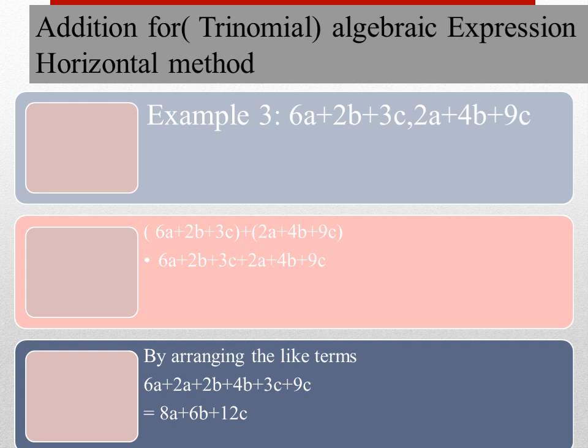Now arrange the like terms. Why are we arranging the like terms? Because there is a rule for addition. Only like terms will be added. So 6a plus 2a plus 2b plus 4b plus 3c plus 9c. 6a plus 2a become 8a. 2b plus 4b become 6b. 3c plus 9c become plus 12c. This is the answer because there are unlike terms and we cannot solve ahead.